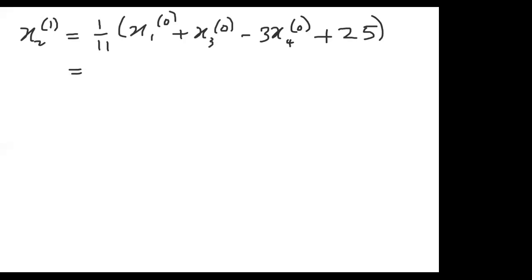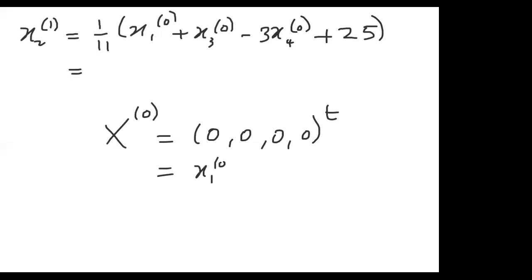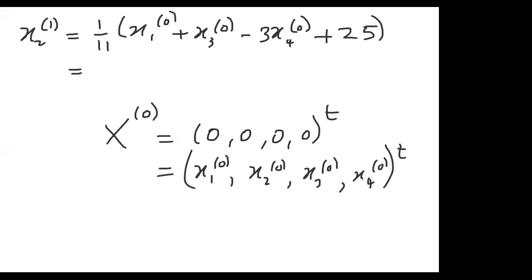Someone is asking, how are they zeros? Remember, x0 is given by 0, 0, 0, 0. I mentioned that this is the initial approximation that you have been given. So this means x1(0) is 0, and then x2(0) is 0, x3(0) is 0, and lastly, x4(0) is 0. You can then see those corresponding components of this column vector. Is that okay, sir?